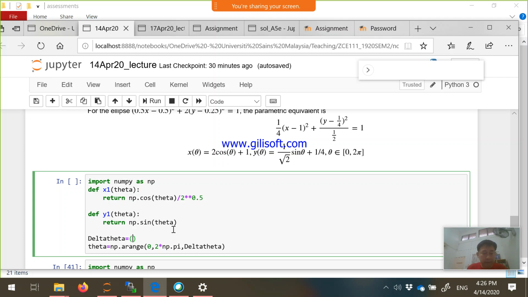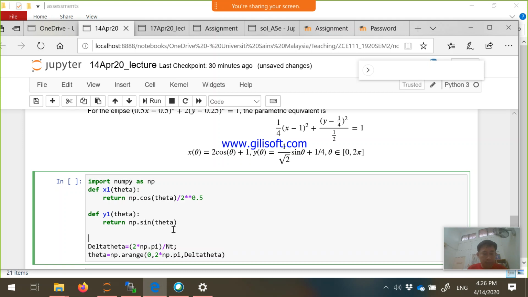I just specify it in my code. So the last value is n times 2 pi, which is just 2 pi. So I divide the 2 pi into how many intervals? N intervals. I call it nt.